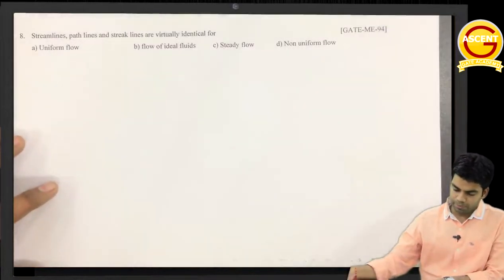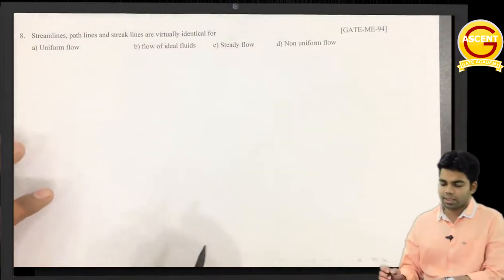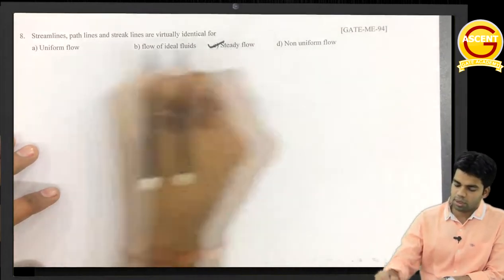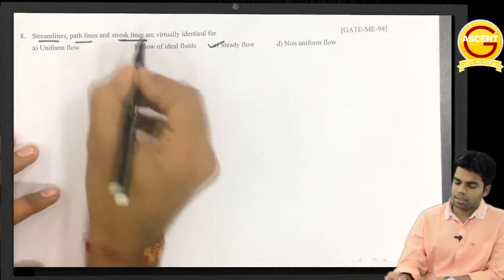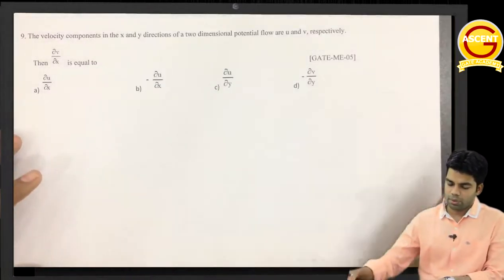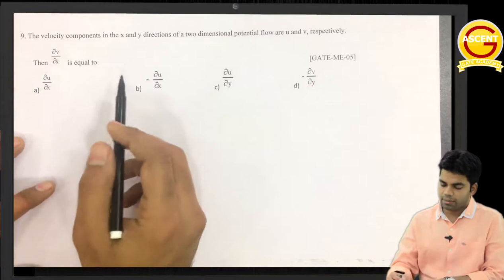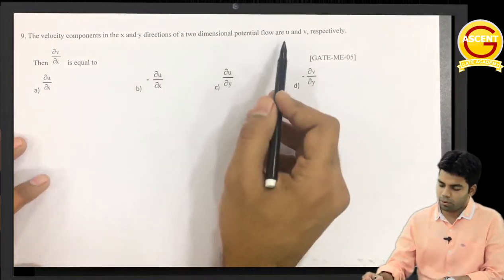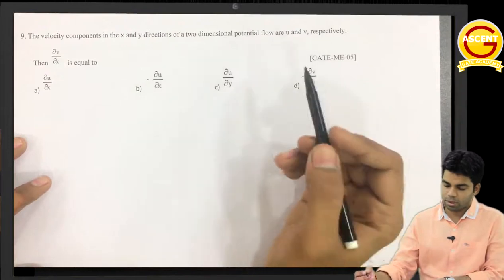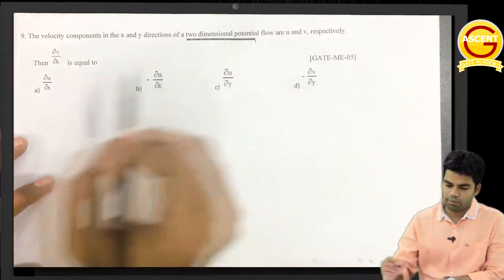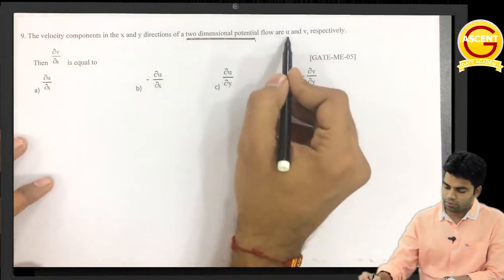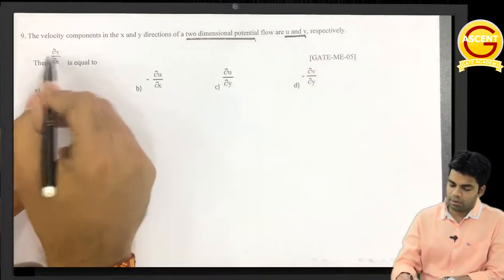Okay, next question. The streamlines, path lines and streak lines are virtually identical for a steady flow. Okay, next, the velocity component in x and y direction of two-dimensional potential flow are u and v respectively, then del v by del x. We have to determine del v by del x.